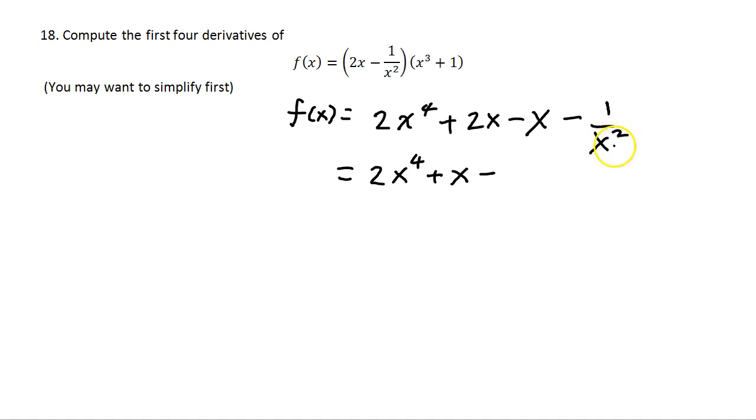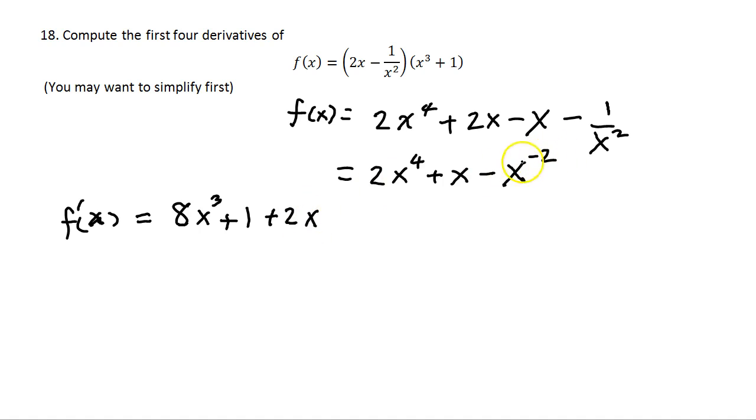And this one, since I have to apply the power rule to differentiate, I might as well change that into exponents. So that's x to the negative 2. Now this is much easier to differentiate. What's the first derivative? That's 8x cubed plus 1 minus negative 2 comes down to make it plus 2, and subtracting 1 from negative 2 gives you negative 3.